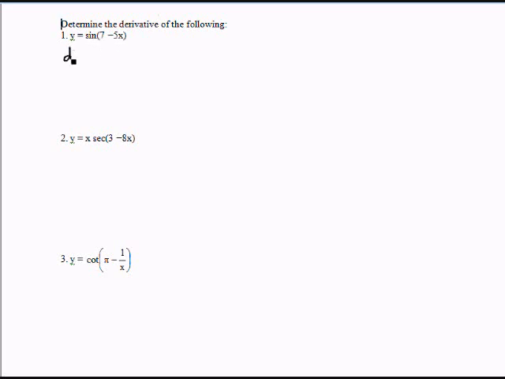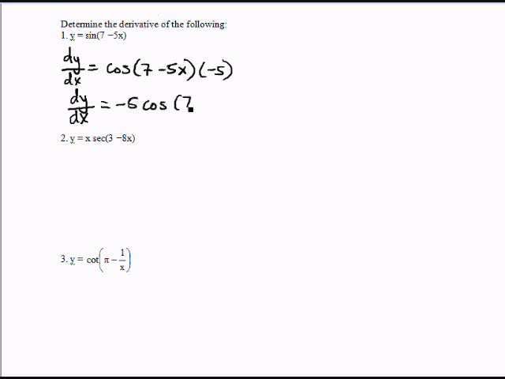So using the chain rule, we take the derivative of sine, which is the cosine of x, the cosine of the inside, don't change the inside, times the derivative of the inside, which is -5. I just pull the -5 up front. So I get -5 the cosine of 7 minus 5x.